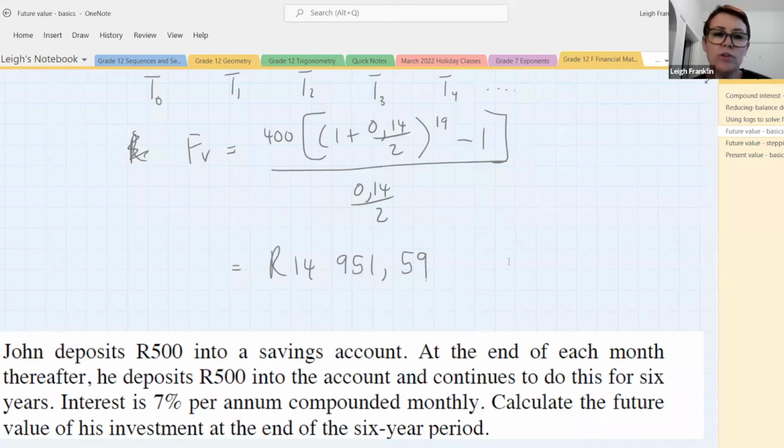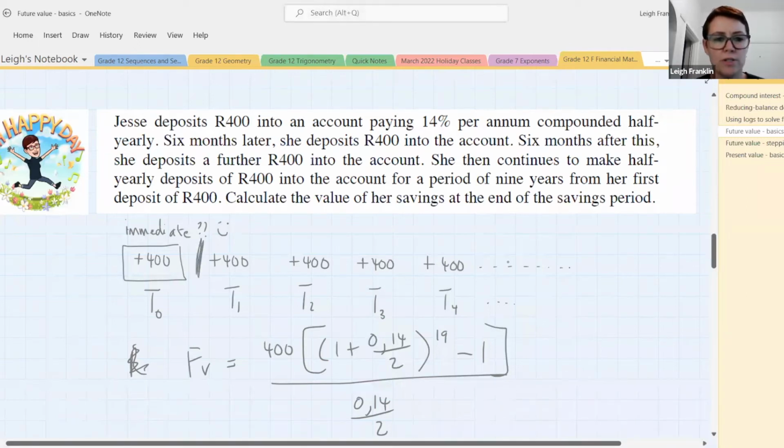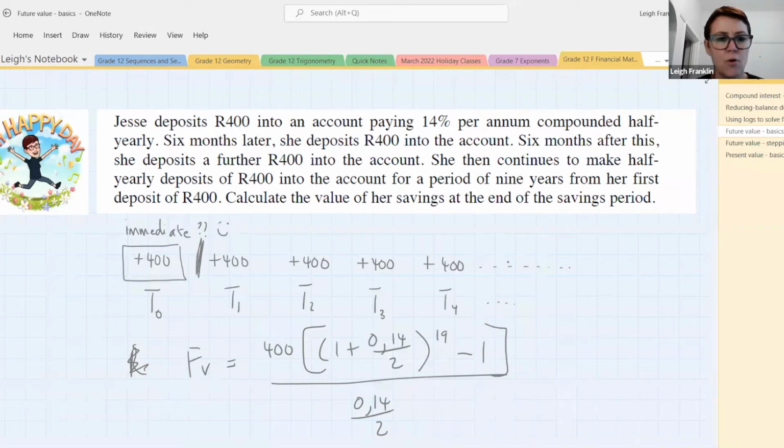Again, it's the language of the question that makes it so difficult. So she deposits the 400 Rand. 6 months later, she deposits another 400. 6 months after this, she deposits another 400. Then she continues to make half-yearly deposits of 400 Rand into the account from her first deposit of 400. So from this point onwards, she makes these half-yearly deposits. That's what they're implying. So yes, in this case, there would also be an immediate payment. It's not always the case, but in this case, as with the previous example, it certainly is. Good stuff. That's how we got to the power of 19.